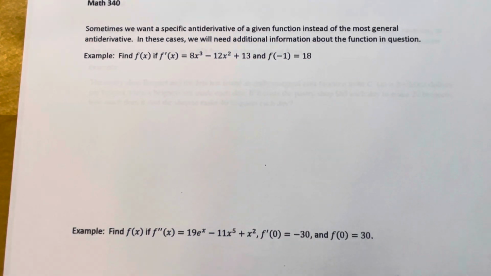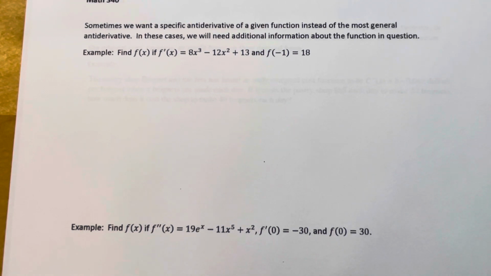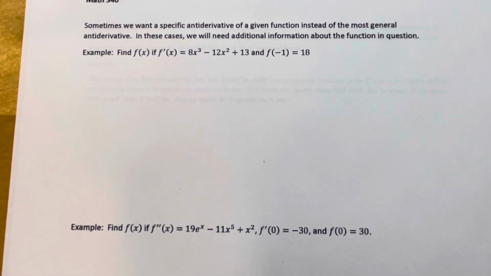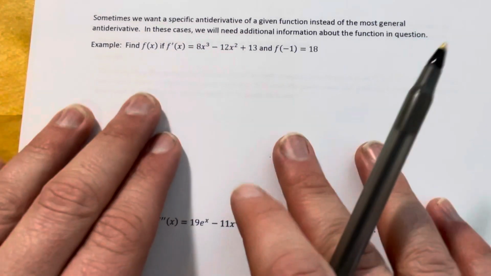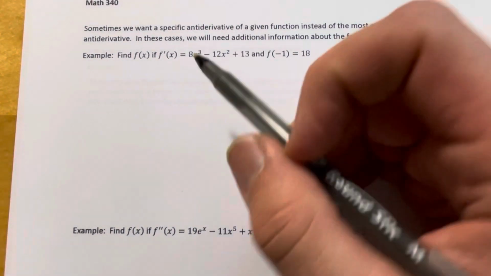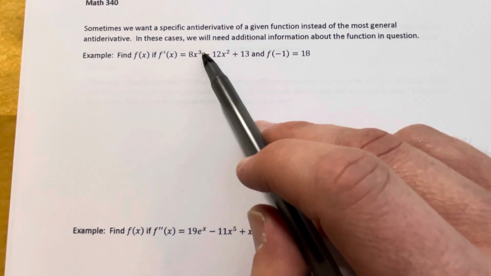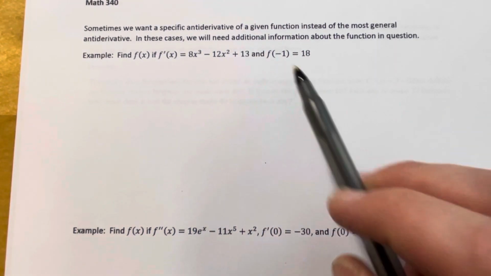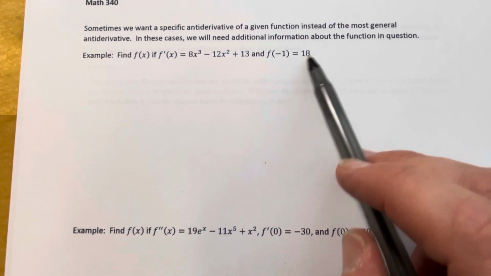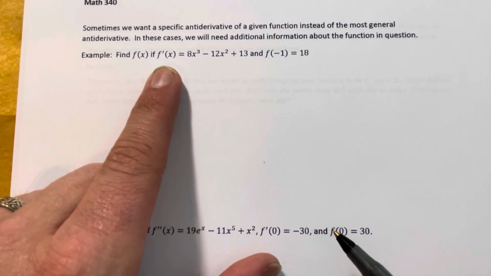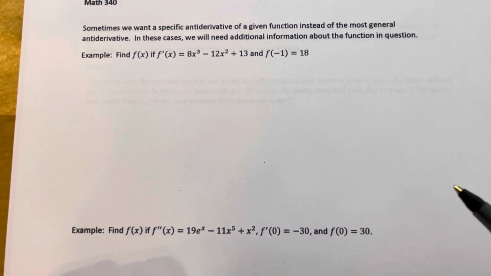In other cases, which we'll look at, sometimes we're given the value of the second derivative of our function, or something additional like that. So let me do one example. We'll look at another example probably in part 3, but we'll do at least this one here. So it says find f of x if f prime of x is equal to 8x cubed minus 12x squared plus 13, and f of negative 1 is equal to 18. So in order to get f of x from f prime, we need to take its antiderivative. That's how you undo a derivative.